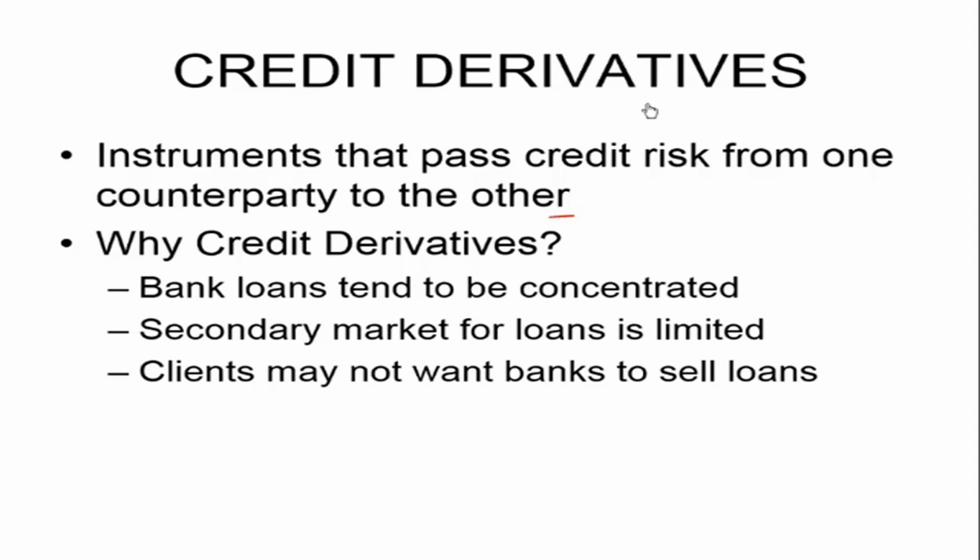Primarily the movements in the values of those underlyings, that is stocks and bonds, came in because of market related events, because of stock price movement or because of interest rate movement. In credit derivatives, the movement in the underlying happens because of credit events, as we will see. So these instruments help pass the credit risk from one counterparty to the other.